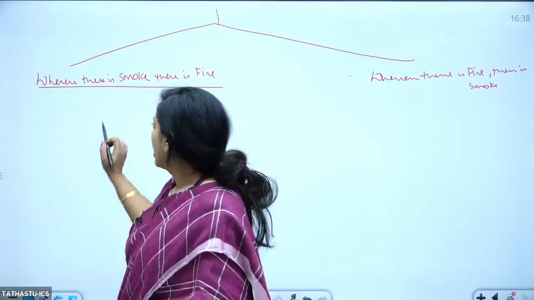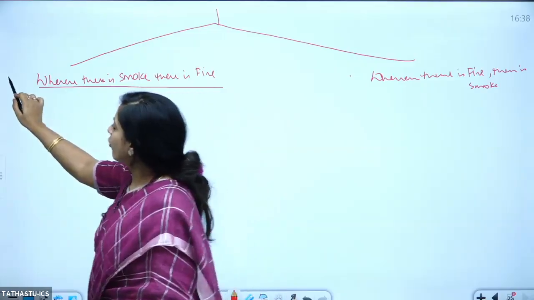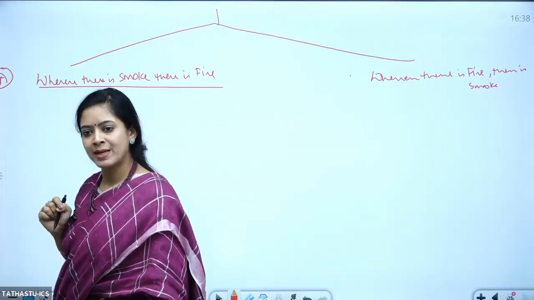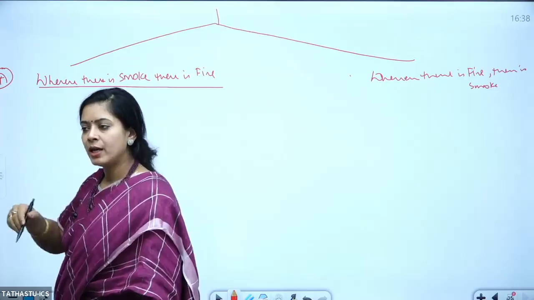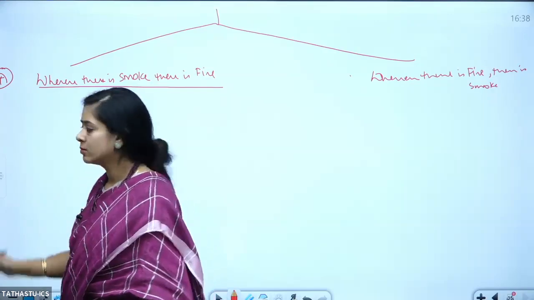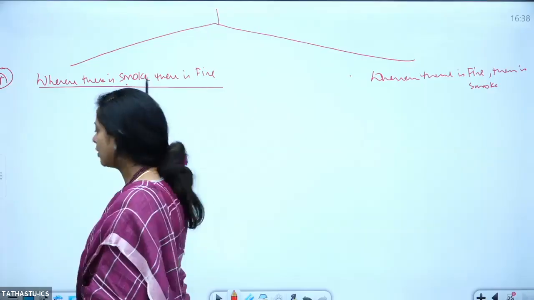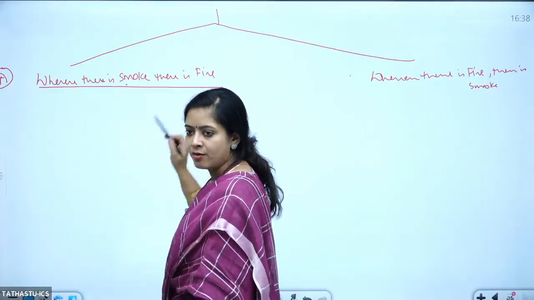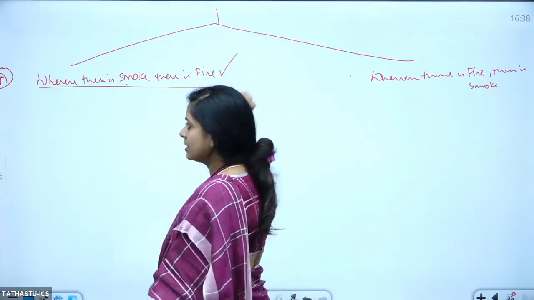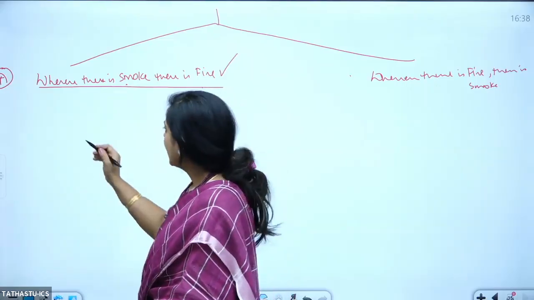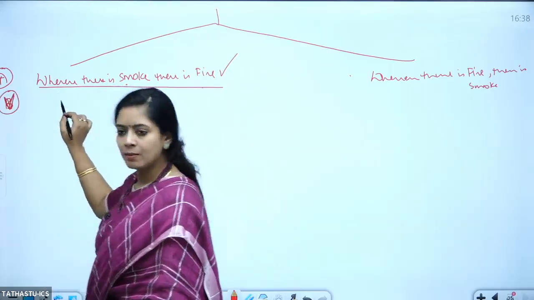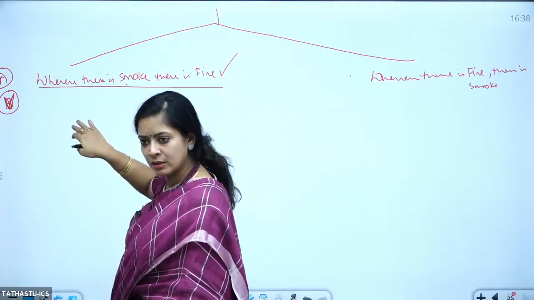So first we check for Anvay. Anvay means wherever the smoke is present, fire should also be present. We see 10 instances. Every time, wherever we saw smoke, there was also fire. We always find them together. Anvay is checked. Then we say B, Vyatireki. Vyatireki means we will just do the negative of it. We will deny.